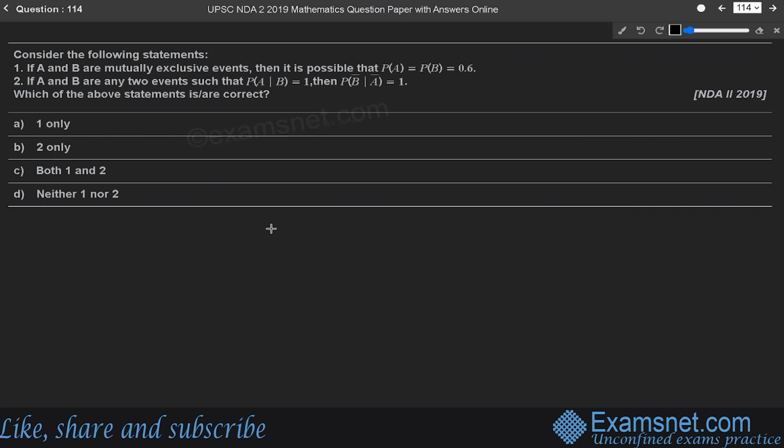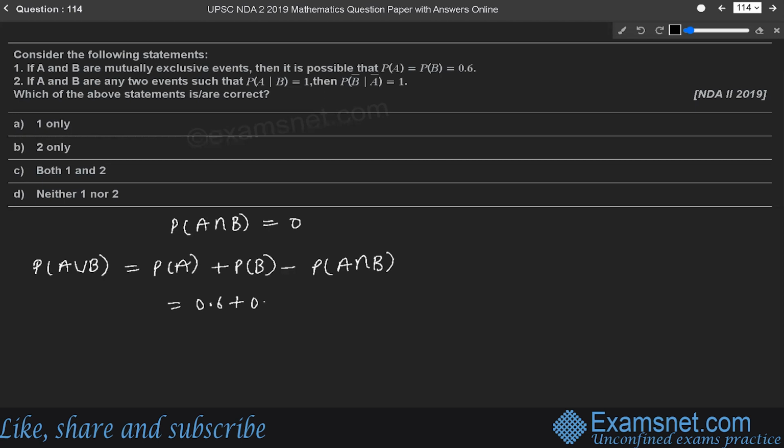So looking at statement 1, if A and B are mutually exclusive events, then P of A intersection B will be equal to 0. And we know that P of A union B is equal to P of A plus P of B minus P of A intersection B. So it will be equal to 0.6 plus 0.6, which is equal to 1.2. It is greater than 1. Therefore, we can say that the first statement is not correct.